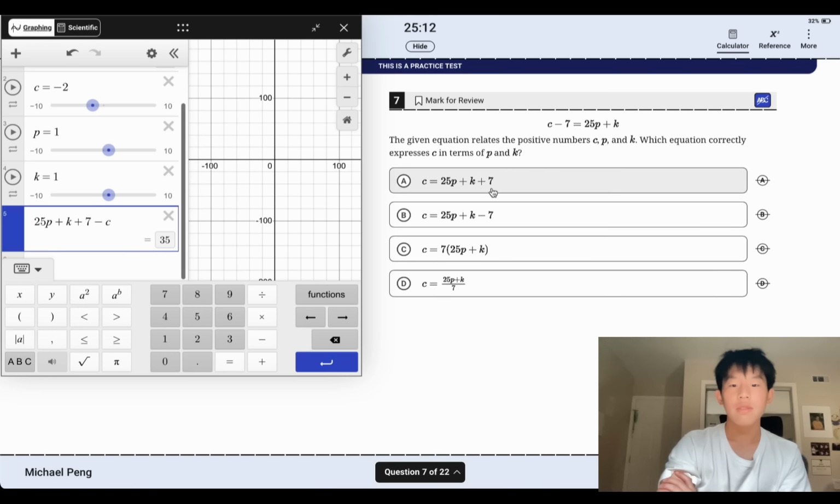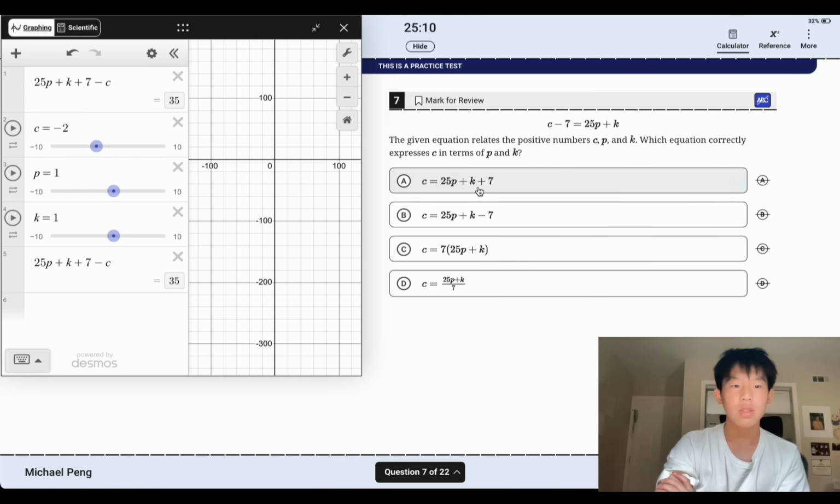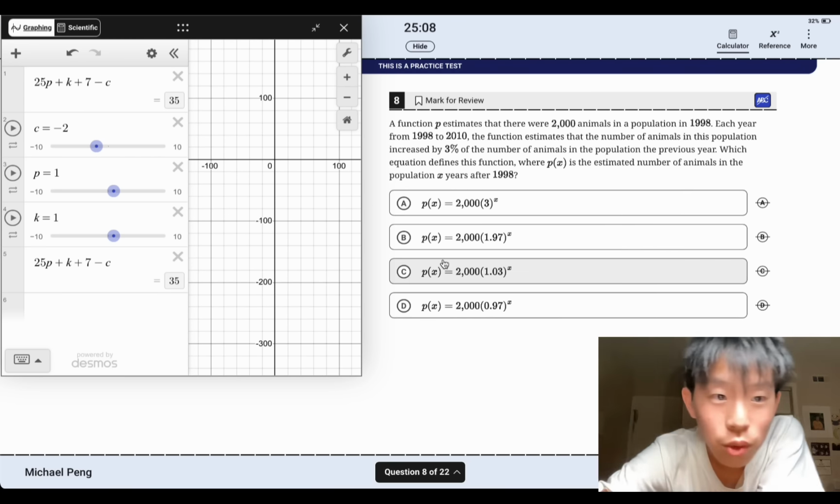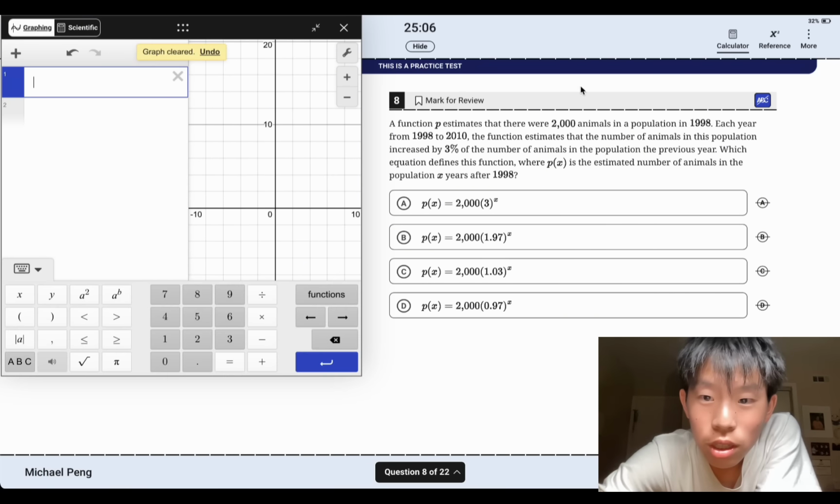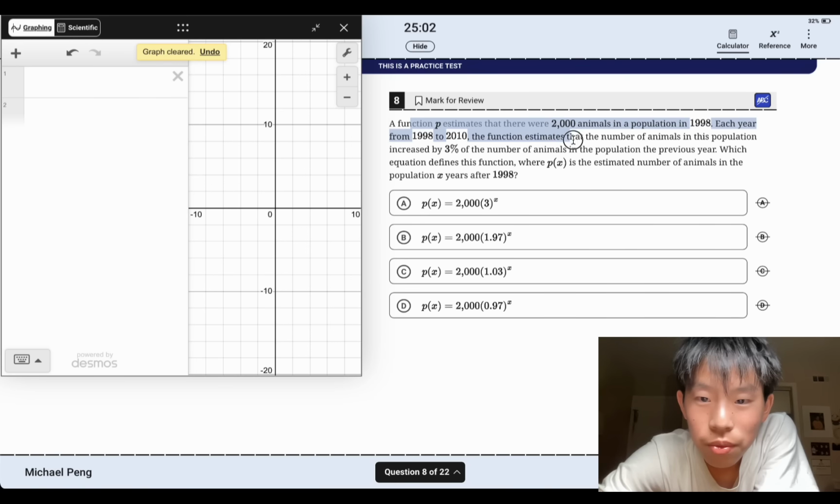Next question. Oh, did I even select the answer? I think it's A. Yeah. Okay, next question. So this question is basically saying, hey, if there's 2,000 animals at a zoo, and each year it increases by 3%, which one is a function?